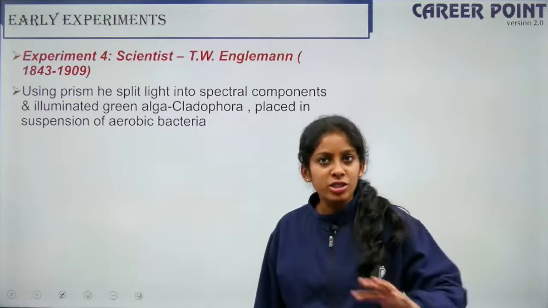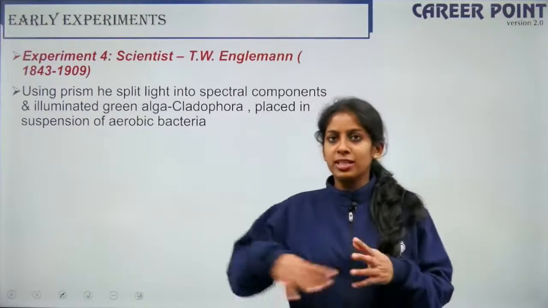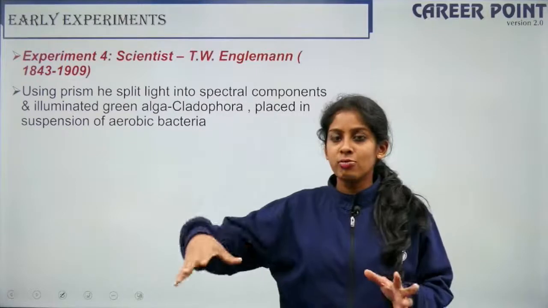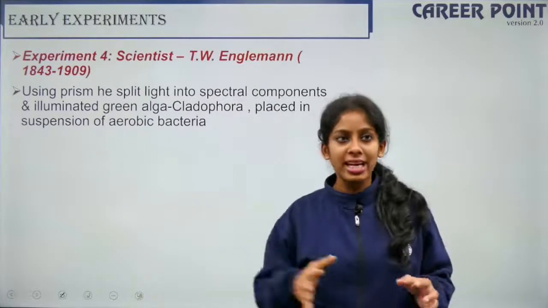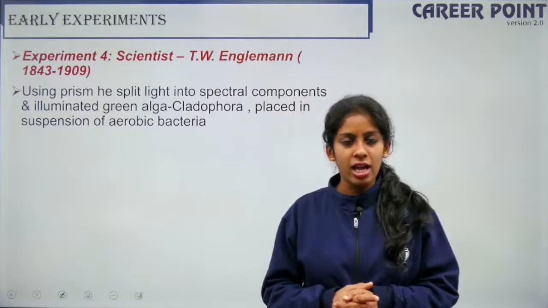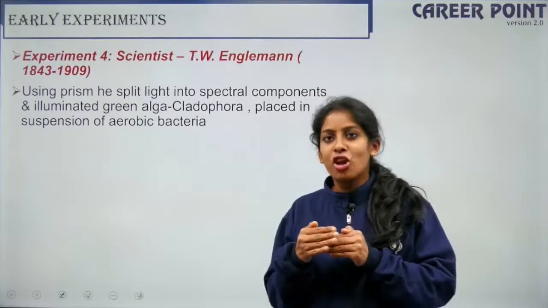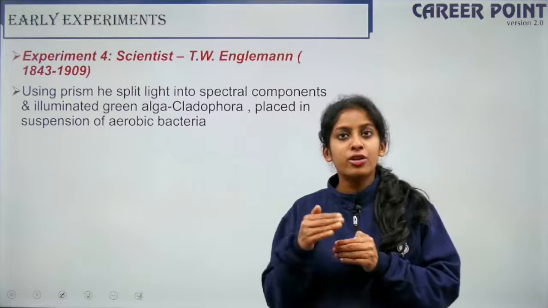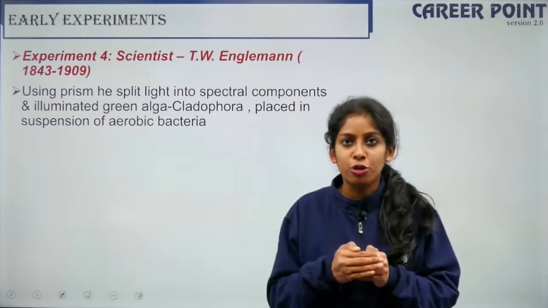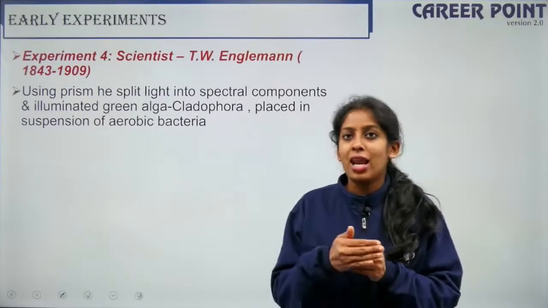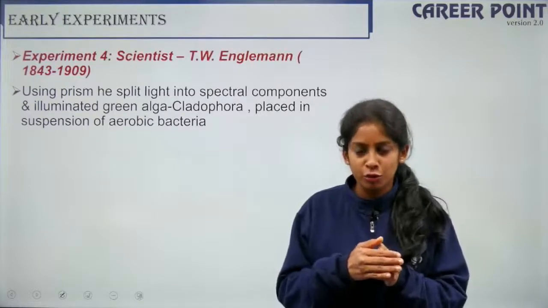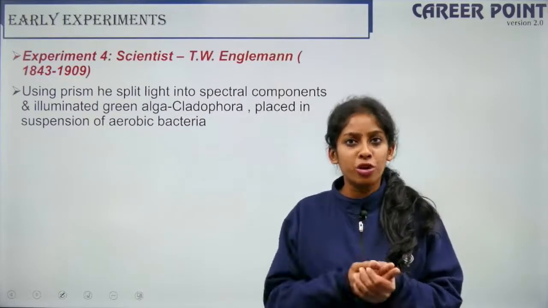Now into the spectral components, I have split the prism here, and into this mixture, I put a group of green algae, Cladophora. Okay. So what will green algae do? It will align itself along the wavelength of photosynthesis because green algae has the ability to photosynthesize, right? So they will align along the wavelength of photosynthesis and start doing photosynthesis.